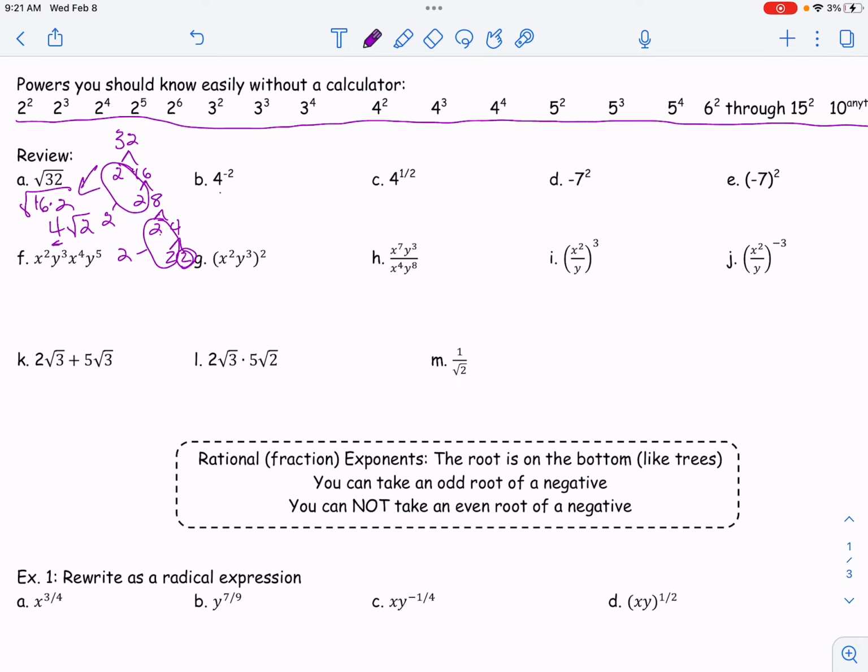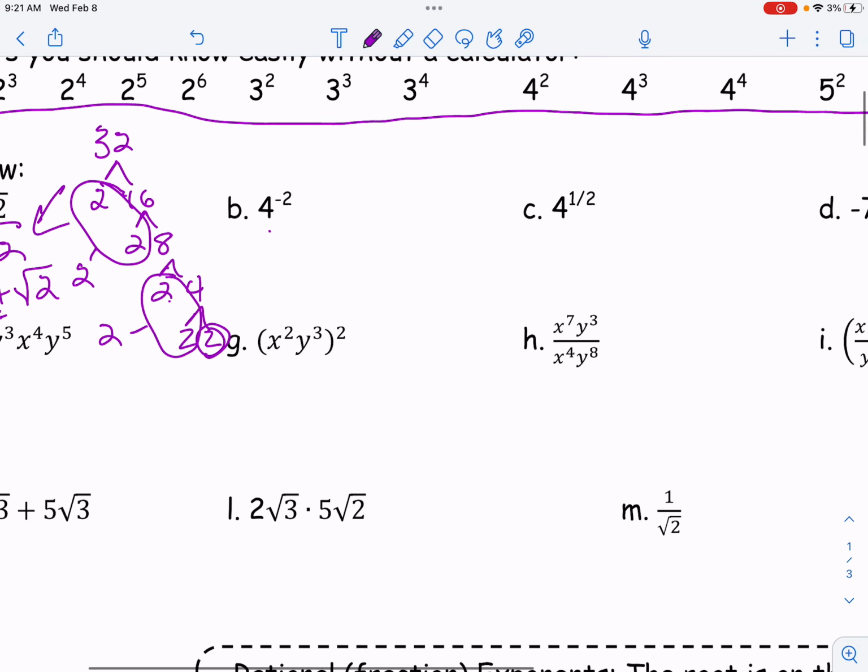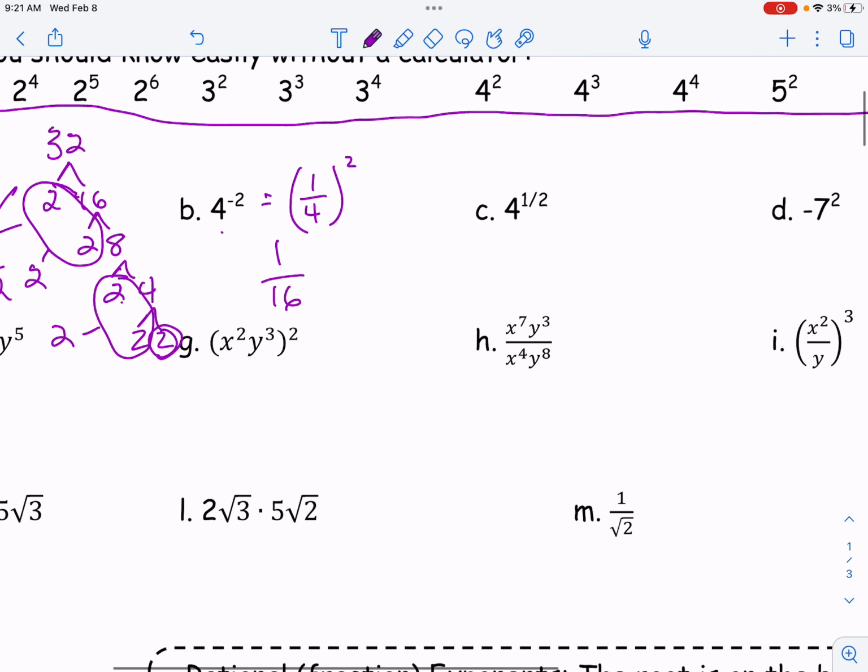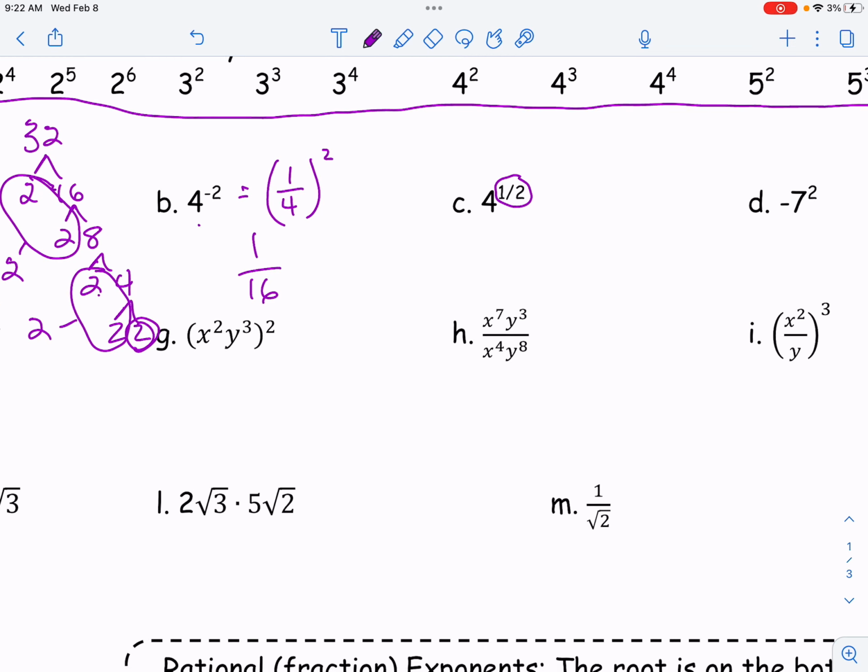4 to the negative 2, remember if it's a negative exponent, you flip the base, so that would make it 1 over 4 squared. It's 1 over 16. 4 raised to the 1/2 power. Whenever you see anything raised to the 1/2 power, that is taking the square root. So 4 to the 1/2 power is really the square root of 4. That's 2.